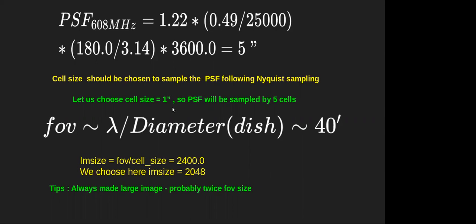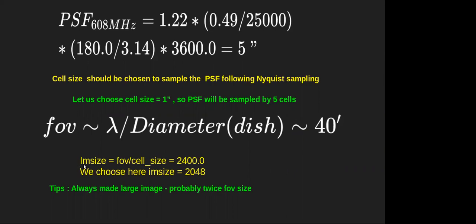There are also disadvantages of oversampling, but I will not go into detail. But 5 is fine. So if you are sampling it by 5 cells, that is okay. Now field of view is proportional to lambda over diameter of the dish. So you know the diameter of the dish is 45 meter. Lambda is 0.49 meter. If you calculate it and convert it into arc minute, it would come of the order of 40 arc minute. Okay.